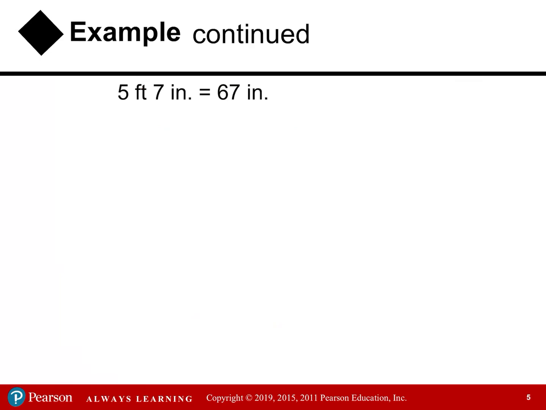How do we get that value? Well, we know that in 1 foot there are 12 inches. So we have 5 feet. We have to multiply it by 12 to get our measurement in inches. 5 times 12 is 60. And then we add those extra 7 inches. So we get 67 inches. That's how we got that number.